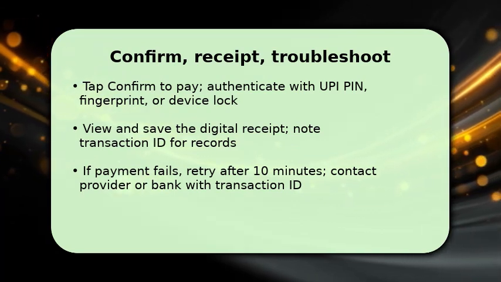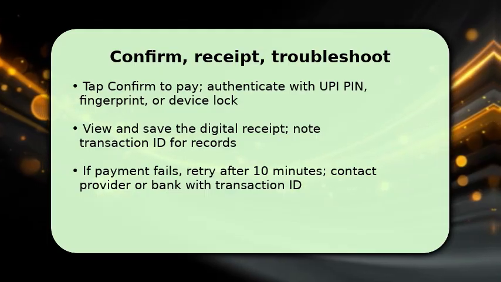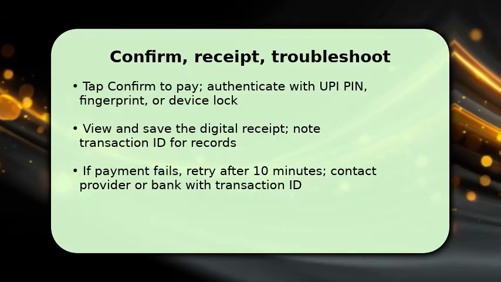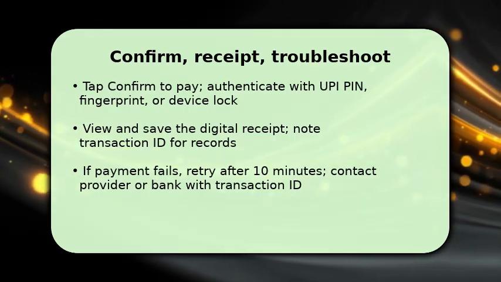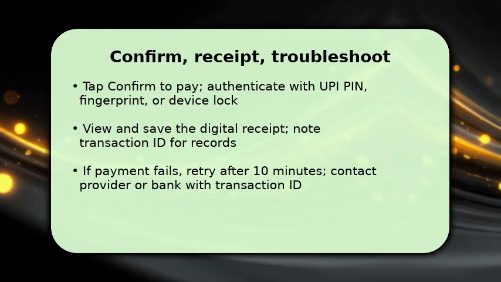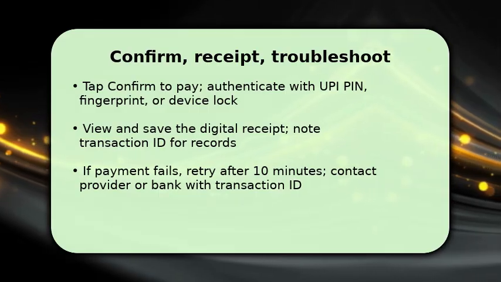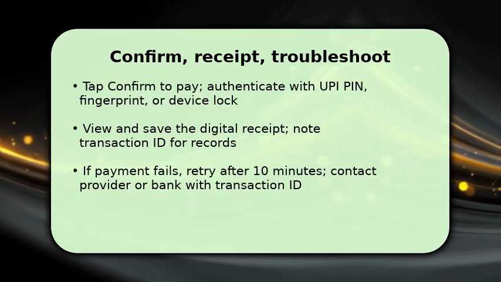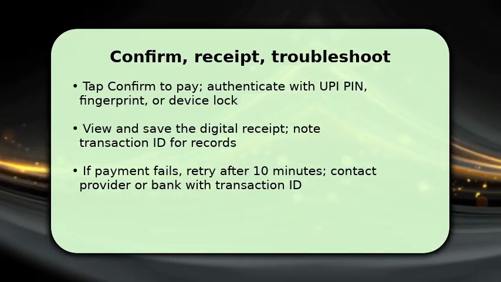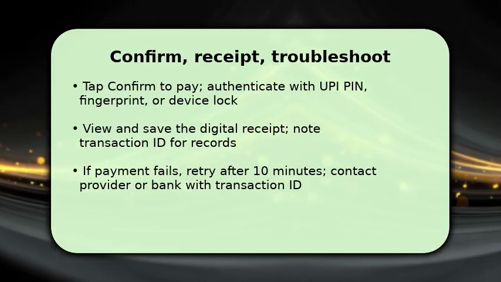After payment, Google Pay shows a digital receipt. Save or screenshot it and note the transaction ID for future reference. If the bill still shows unpaid, give systems about 10 minutes to update, then refresh the biller or app. For failed or pending transactions beyond that, contact your bank and the electricity provider with the transaction ID so they can trace and reverse or confirm the charge.